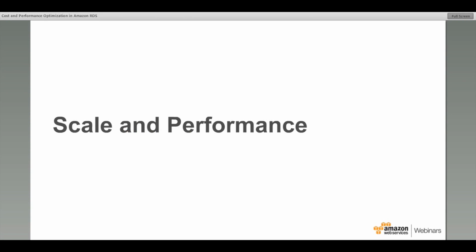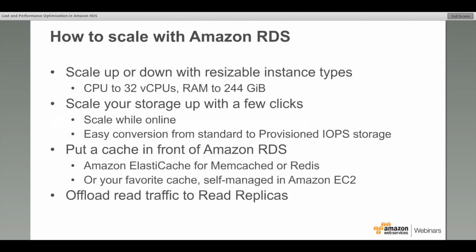So let's go on to scale and performance. How do I scale an RDS instance? Of course, we mentioned that you can scale up or down with resizable instance types. You can scale your storage with a few clicks, as we mentioned. So you can scale while you're online for MySQL, Postgres, and Oracle. And then you can convert between standard and provisioned IOPS if your IO throughput requires provisioned IOPS based upon your workload. So those are the two standard ways that we mentioned earlier.